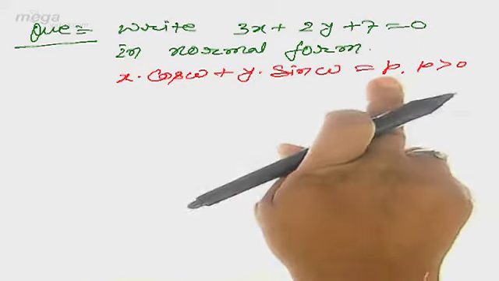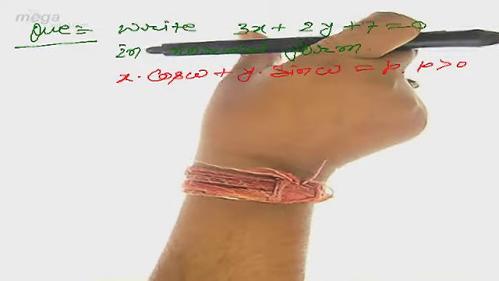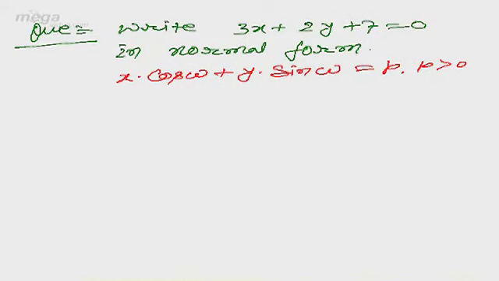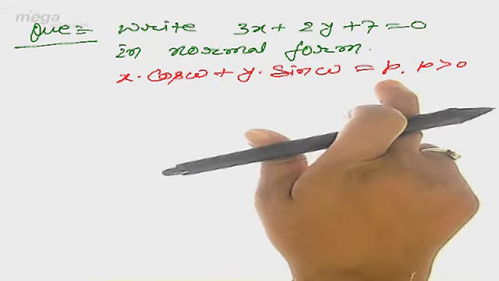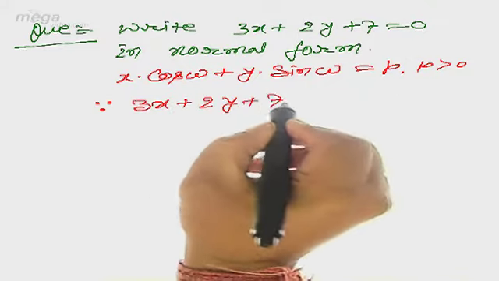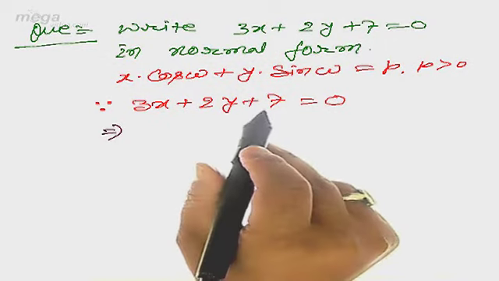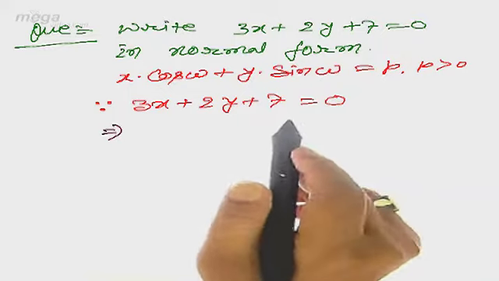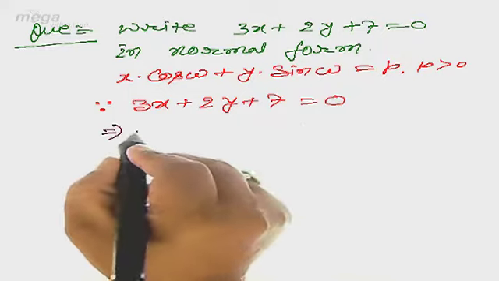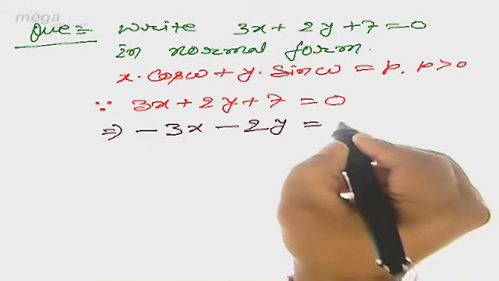Here the P is distance. So if you compare this normal form with the given equation 3x plus 2y plus 7 equal to 0, you can see the constant part is on the right side. So first of all, we will transfer the constant part to the right side. But when you transfer this 7 to the right side, it becomes minus 7. So we'll transfer 3x and 2y to the right side to make the 7 positive. So it becomes minus 3x minus 2y is equal to 7.